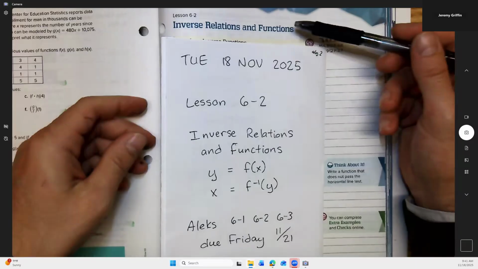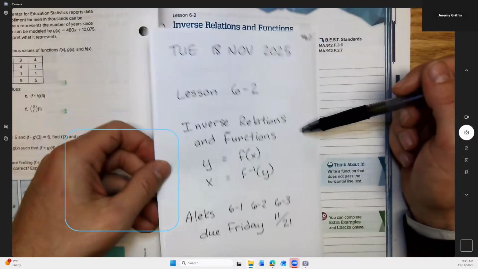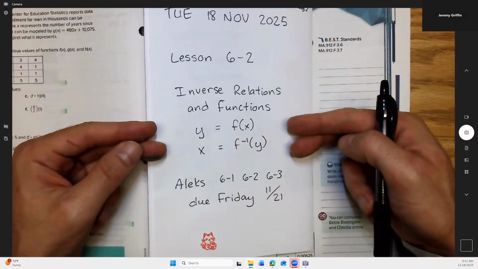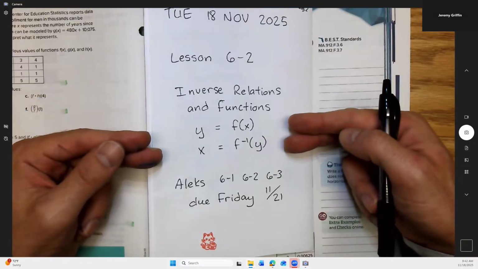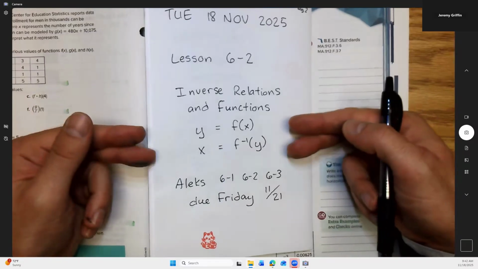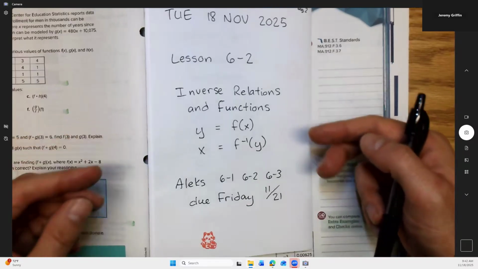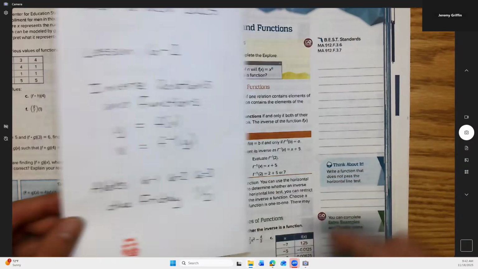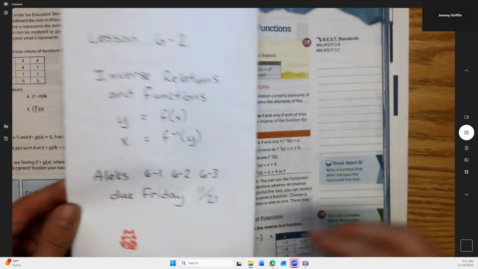We're on lesson 6.2, which is inverse relations and functions. Within inverse relations, one way to get this algebraically is just to swap what's x and what's y and solve for the new y. Right? So you can create an inverse relation like that. And then there's a graphical interpretation, there's a table interpretation. Yeah, some examples here. I'll do some examples with you guys.